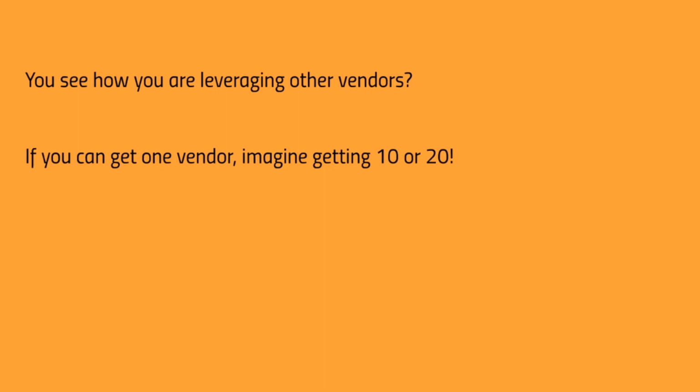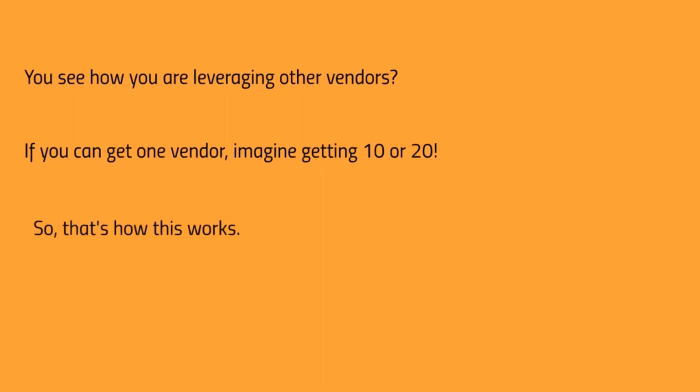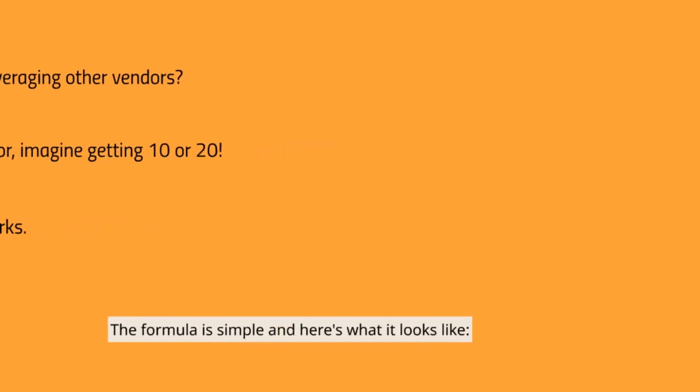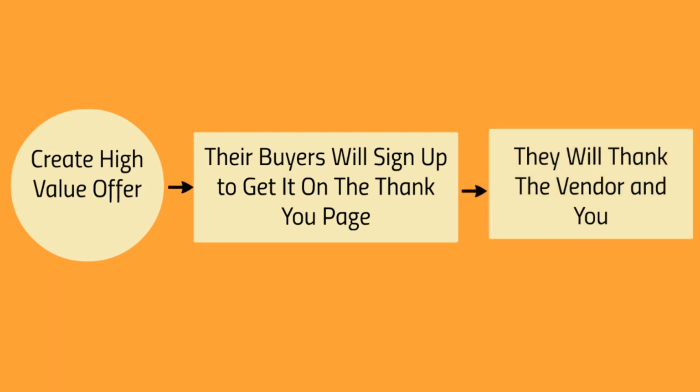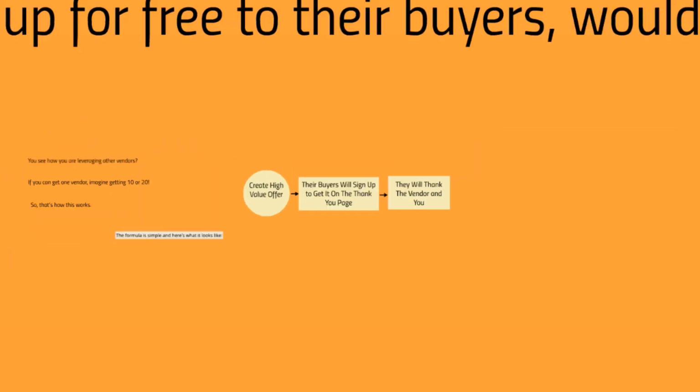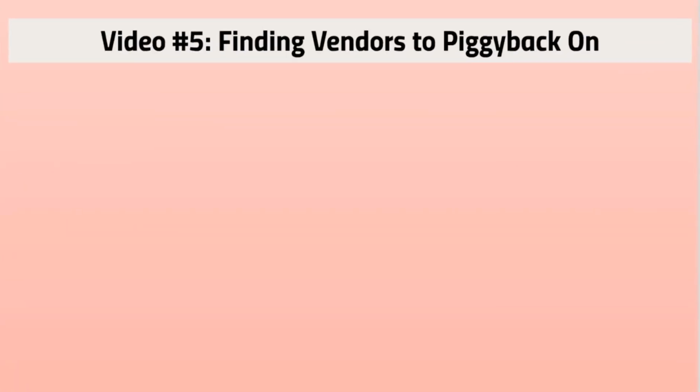And these are people that are customers. So soon you will have a list of 100 people, and these 100 people will convert at a higher rate as long as you provide them with high value. So this is basically how this works, and the formula is pretty simple. So as a recap, this is what it looks like. You create a high value offer. You get the buyers to sign up on your subscription form to get them to the thank you page. And that's it. They will thank the vendor. And that's it. So with that said, let's move on and let's find some vendors to piggyback on.